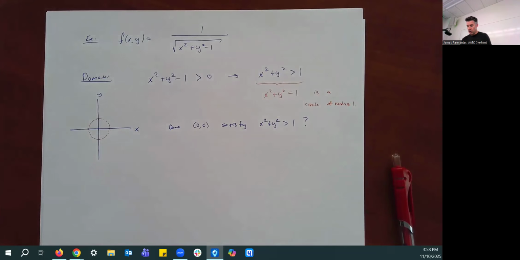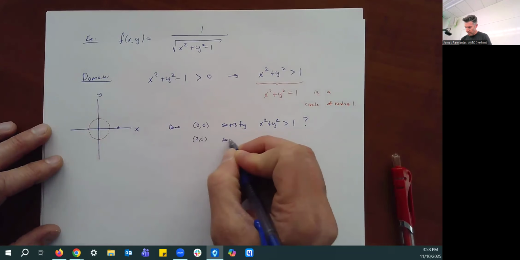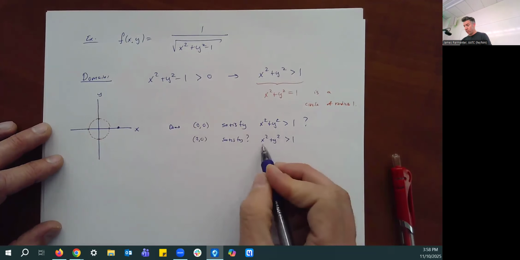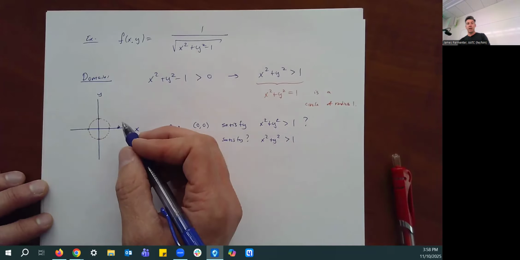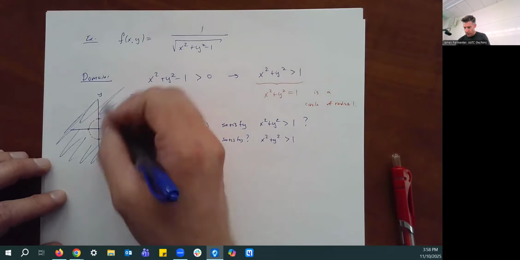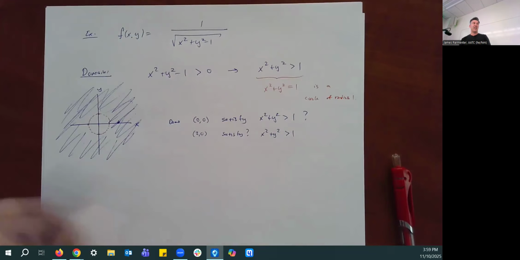So alternatively, you could have picked the point, say, 2, 0, and asked, does 2, 0 satisfy it? And the answer is for sure, yes. 2 squared plus 0 squared is 4, which is bigger than 1. So once you know that one point is in your domain, all of the points on that side of the boundary are also in your domain. So domain for these functions is a little bit weirder. It's not an interval. It's an area in the xy plane. It's some set of infinite number of points. So here, the best way to find your domain for functions like this is actually just to draw it.